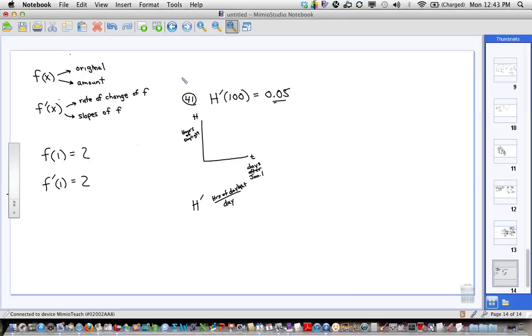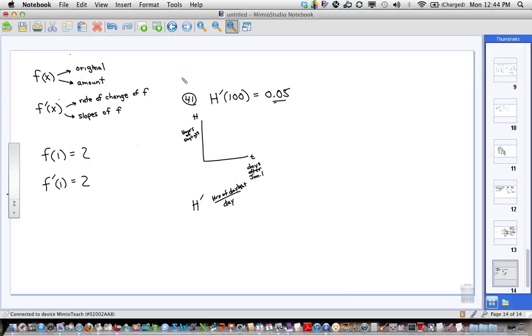Yeah. 100 days after January 1st, the hours of daylight are increasing by 0.05 hours. We don't really talk like 0.05 hours, so take that times 60, I think it's 3. Yeah, 0.05 would be 3 minutes. 0.05 hours times 60 minutes in an hour would be 3 minutes. So you could say 0.05 hours per day, right? 100 days after January 1st, the hours of daylight are increasing.